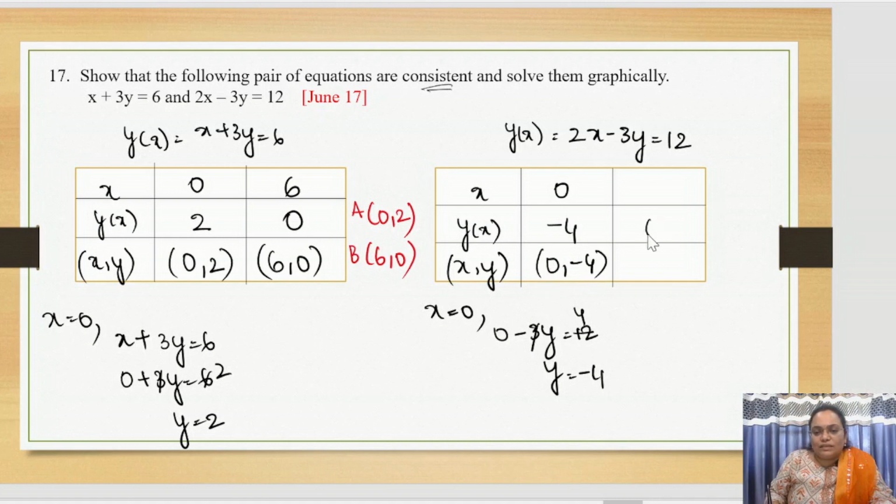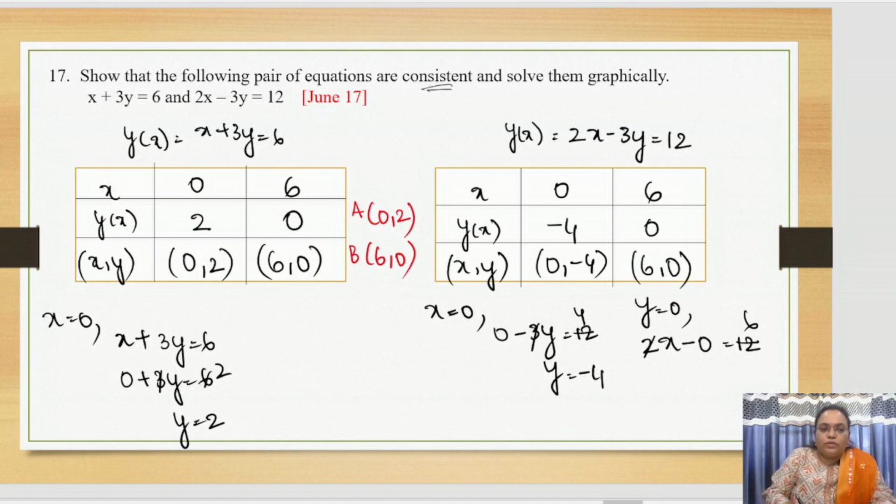And when y is 0, 2x minus 0 is equal to 12. 2 sixes are 12. So you will get x is equal to 6. Coordinates are 6 and 0. So you can take the points as C of 0, minus 4 and D of 6, 0. Let us plot the graph.